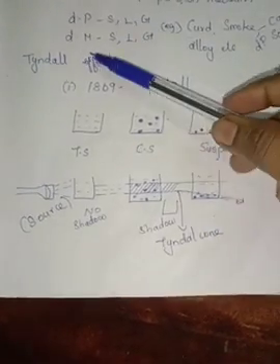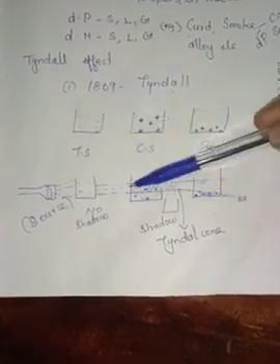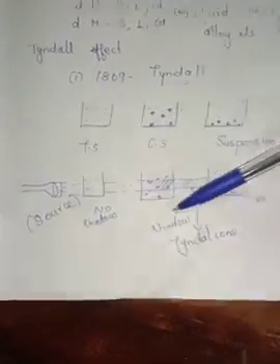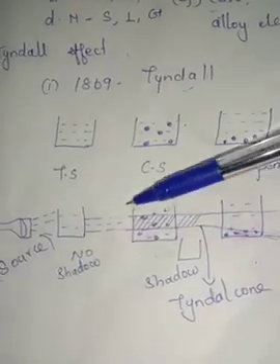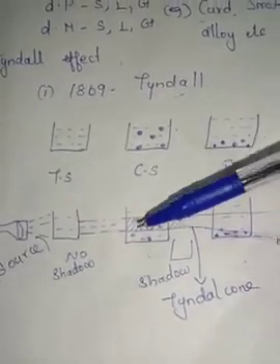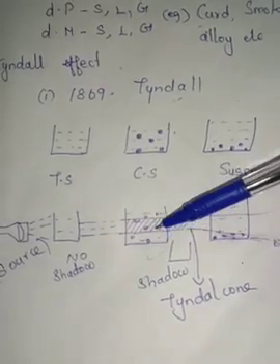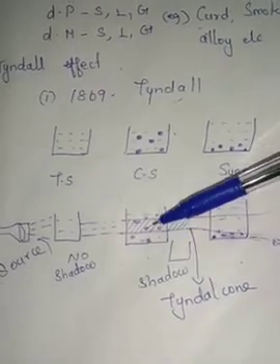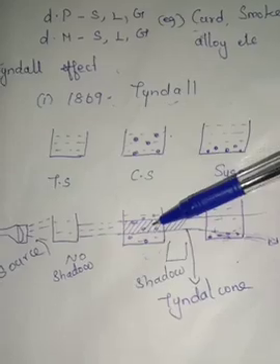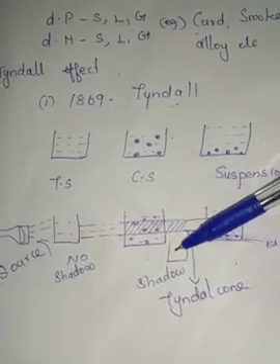So, Tyndall effect. Who discovered? Tyndall. Here, Tyndall effect means what? Scattering of light by which particles? Colloidal particles. What is the reason? Because it has a dispersion phase and dispersion medium, which are capable of absorbing the light and scattering the light. So we can see the visibility of the beam and also the shadow of the beaker.